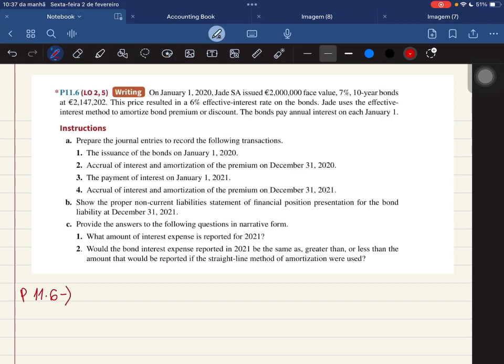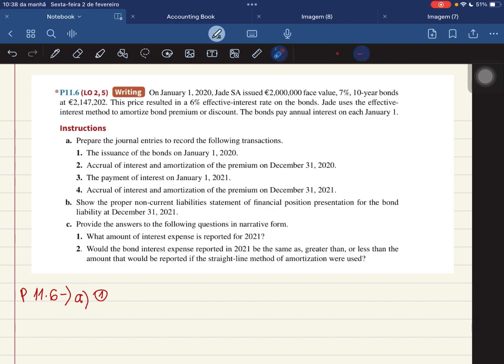T11.6. On January 1st of 2020, Jade SA issued 2 million euros face value 7% 10-year bonds at 2,147,202. This price resulted in a 6% effective interest rate on the bonds. Jade uses the effective interest method to amortize bond premium or discount. The bonds pay annual interest on each January 1st. Instructions. Prepare the journal entry to record the following transactions.